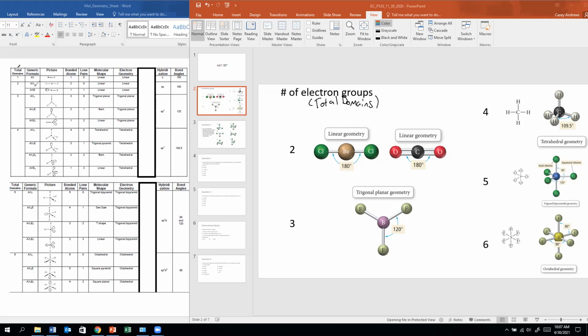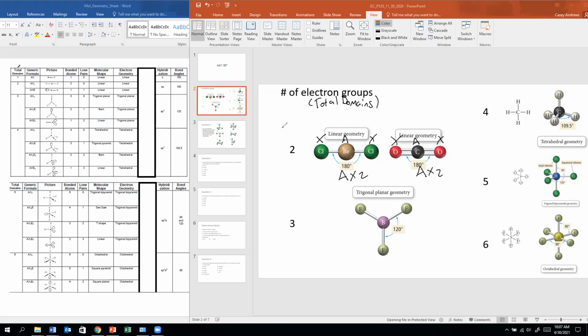Then we have generic formulas, AX2 or AXE, right? So the X is an atom. Both of these molecules have a generic formula of AX2, where the A is the center atom. Now let me talk about the E. E means lone pair.